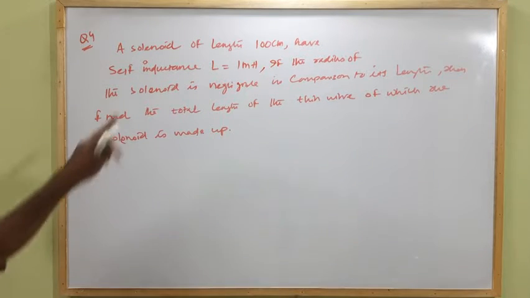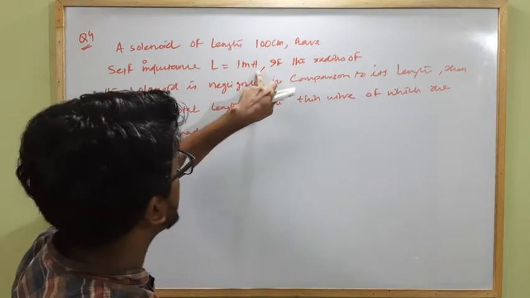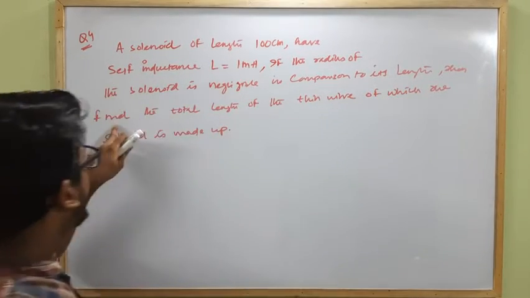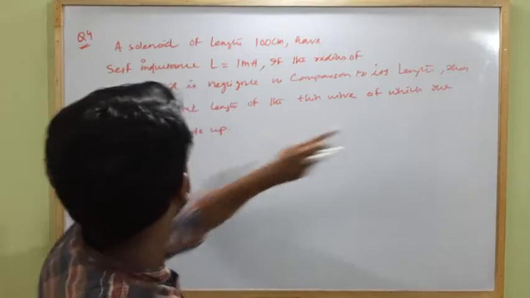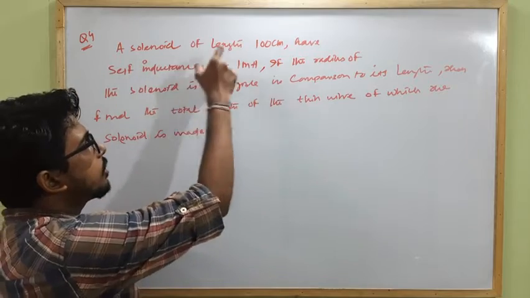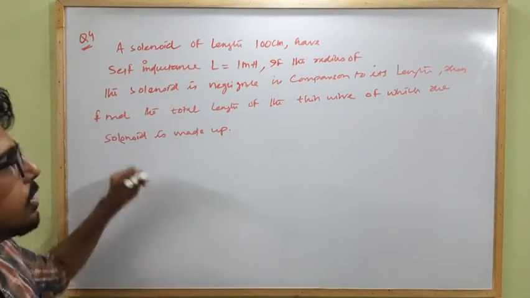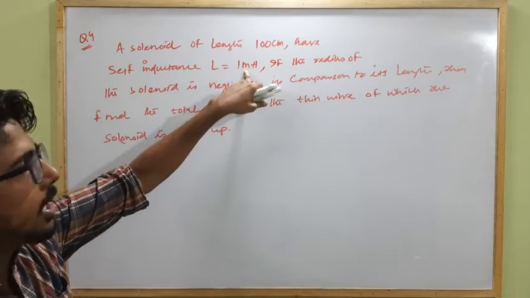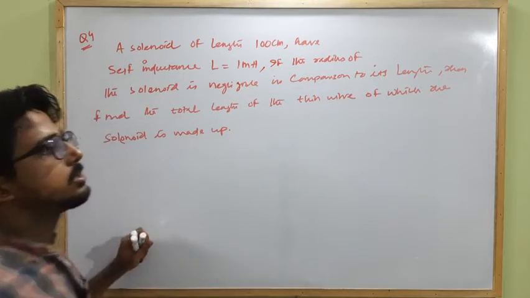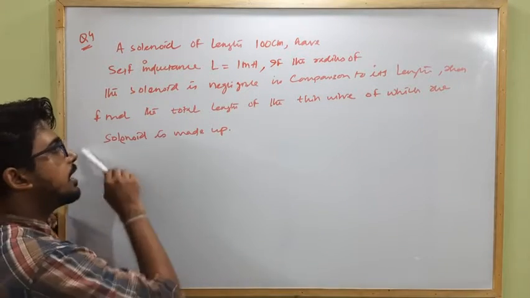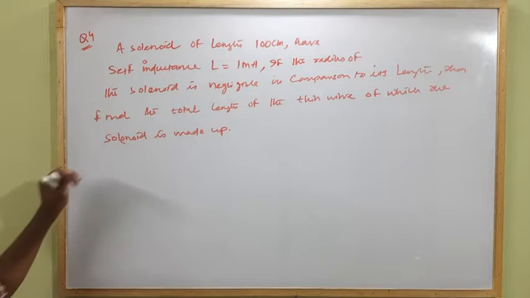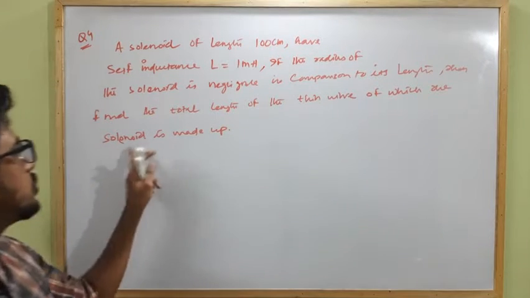Okay, a solenoid of length 100 centimeter have self inductance L equal to 1 millihenry. If the radius of the solenoid is negligible in comparison to its length, then find the total length of the thin wire of which the solenoid is made up. That means a thin wire is converted into a solenoid of length 100 centimeter which have self inductance L equal to 1 millihenry, and the solenoid's radius is very negligible in comparison to its length. Then what will be the total length of the thin wire which is used to make that solenoid? Clear? So how we can calculate the total length of the thin wire which is used to make the solenoid?